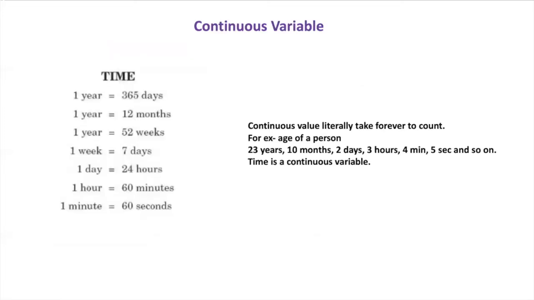For the continuous variable, it literally takes forever to count. Just take an example of the age of a person. You must be thinking that age will be a discrete variable, but no. We can also count age like 23 years, 10 months, 2 days, 3 hours, 4 minutes, 5 seconds, and so on. So time is a continuous variable.